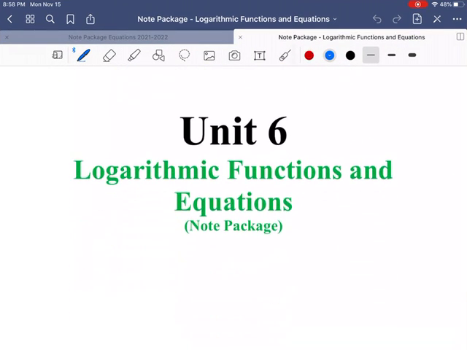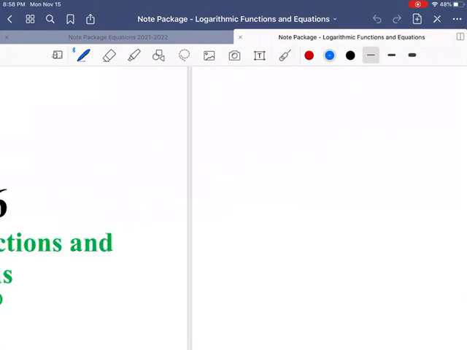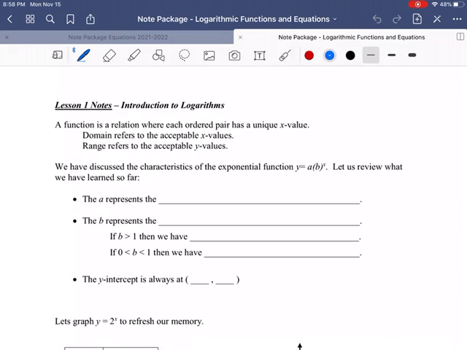Okay, Unit 6, Logarithmic Functions and Equations. So Lesson 1, Introduction to Logarithms. So a function is a relation in which each ordered pair has a unique x value.